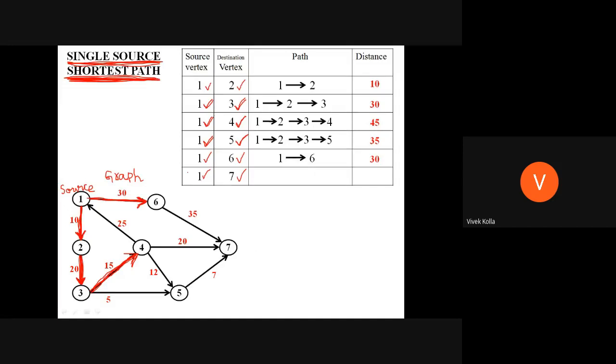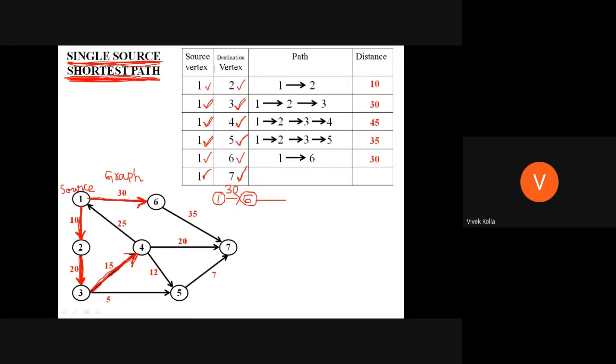So our source vertex is 1, destination vertex is 7. There are multiple paths from 1 to 7. So let us choose a path like this. From 1 to 6, I am moving like this. So from 1 to 6, it is one path. The distance from 1 to 6 is 30.